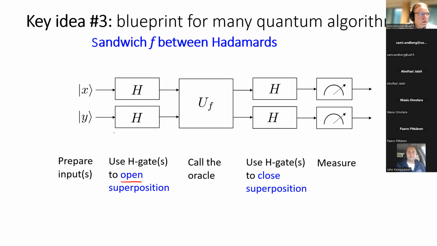So this creates superposition, and together these two are now doing the parallel function evaluation. And now the computation is ended by applying Hadamard gates again. This is how we come back from the superposition to one of the definite states, and we measure in the end to read the result.